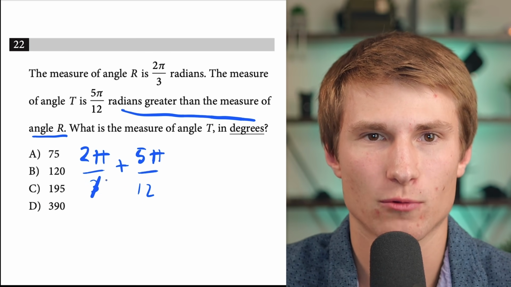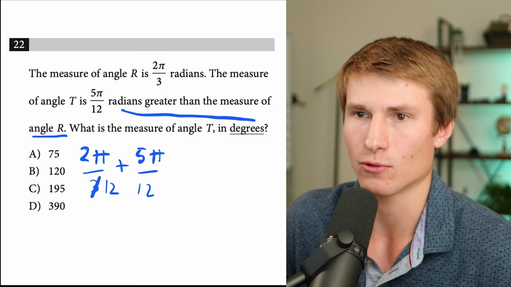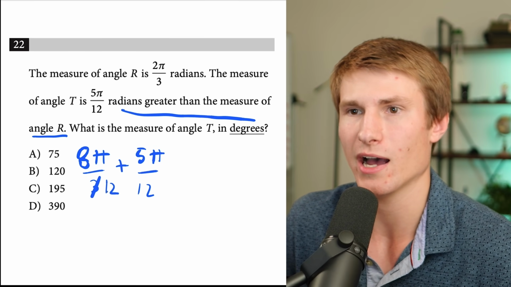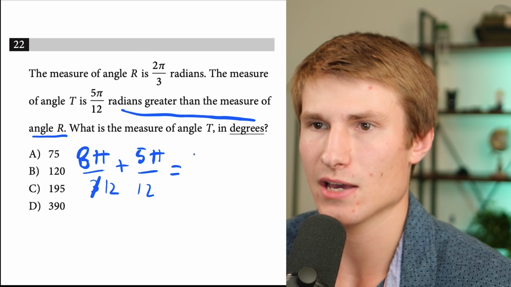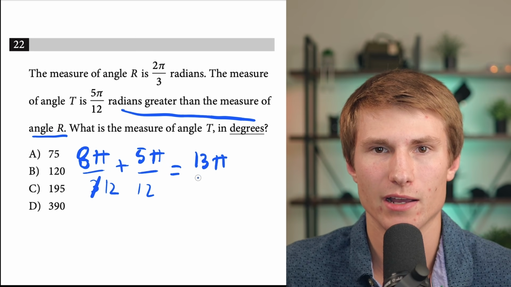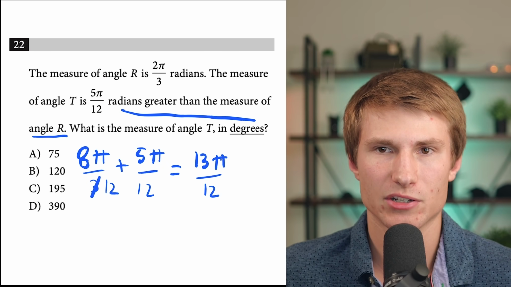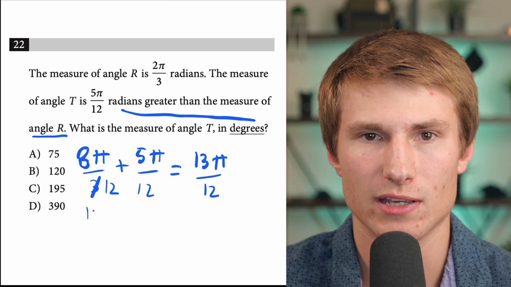So I'm going to multiply 3 by 4 to get to 12. And I'm going to multiply 2 by 4, which will give me 8. So now I have 8 pi over 12. Now I can go ahead and add these together, and I'm going to see that that's going to get me 13 pi over 12. Now from here, I need to go ahead and convert 13 pi over 12 into degrees.